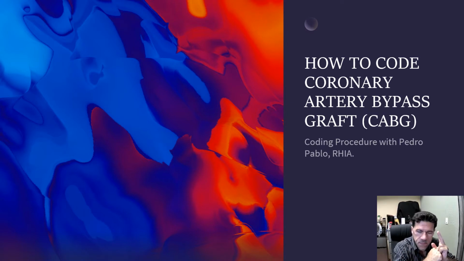Number 2, root operation, bypass. They bypass the occlusion of the coronary arteries. From the aorta to the coronary artery, they extend the bypass of the device.